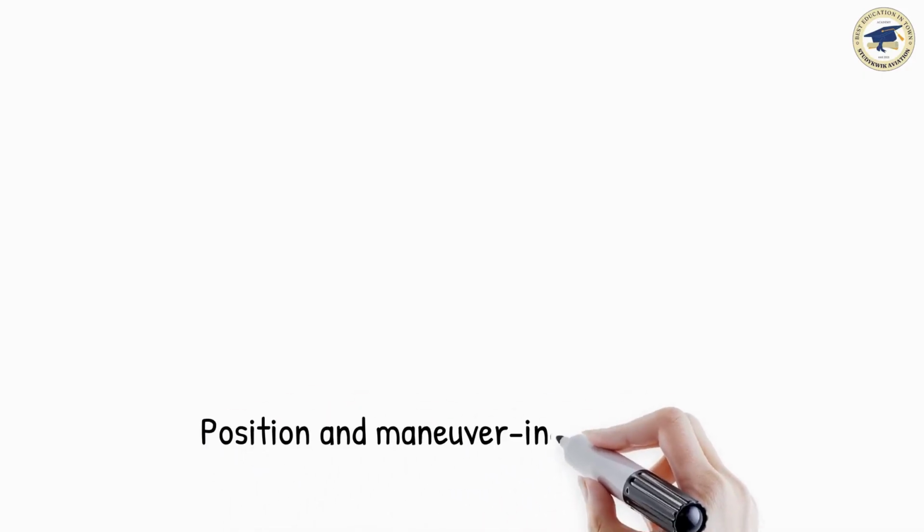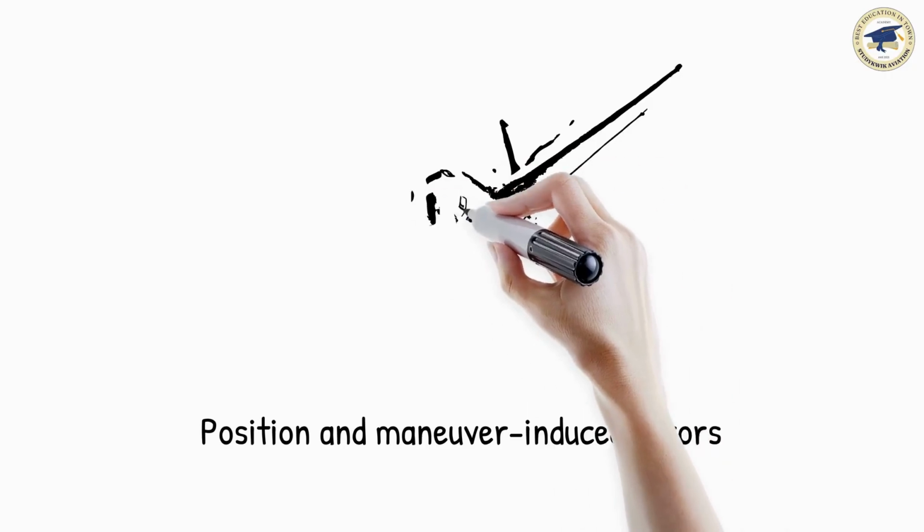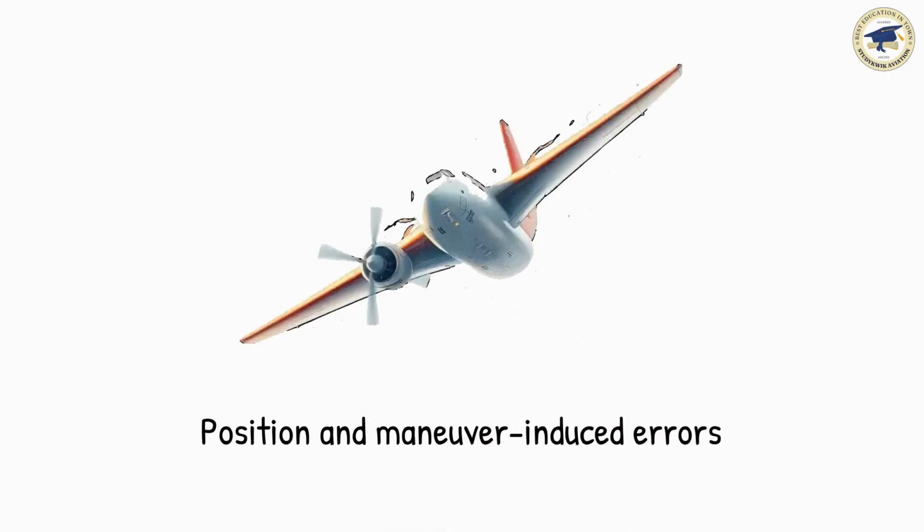Position error, also called pressure error, occurs due to turbulent airflow around the static source. This can cause false climb or descent readings, especially during speed changes. Maneuver-induced error comes from short-term pressure fluctuations during pitch changes. Flight level deployment or landing gear operation can temporarily affect VSI readings.